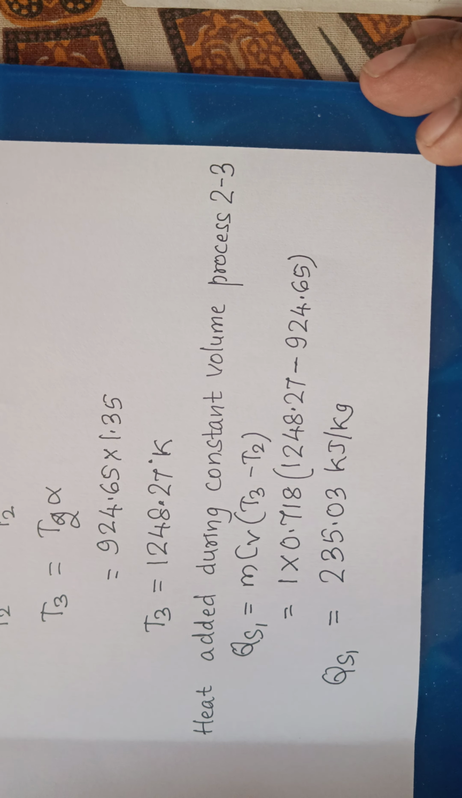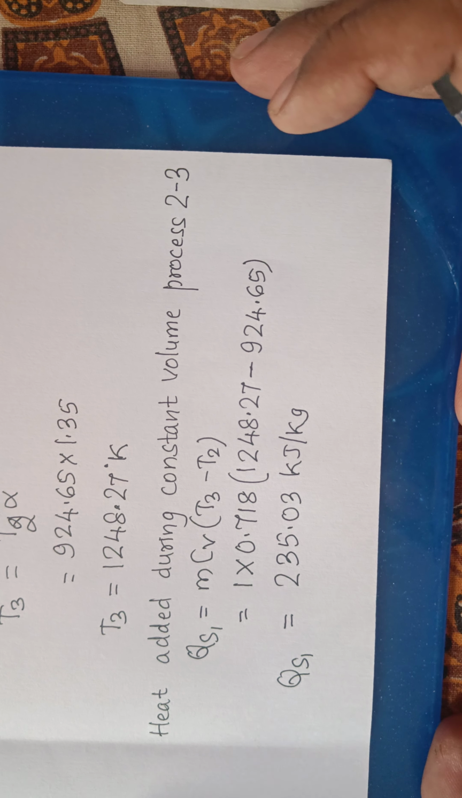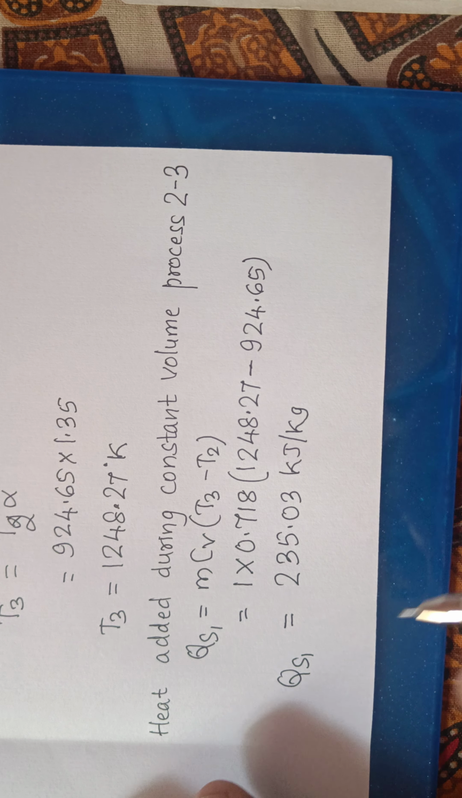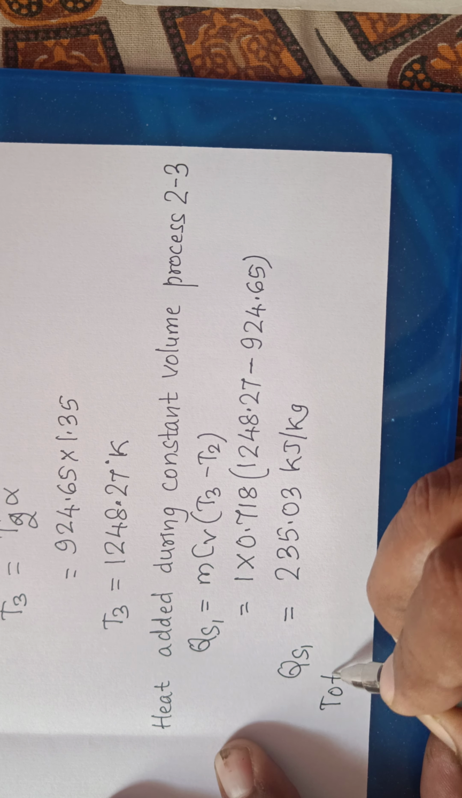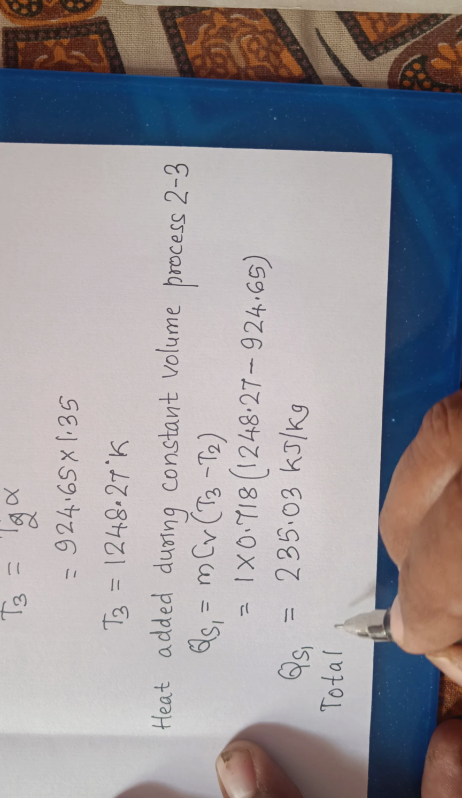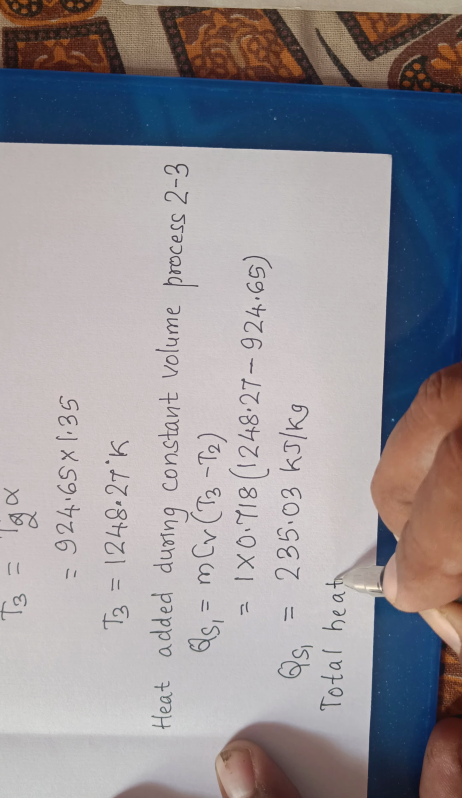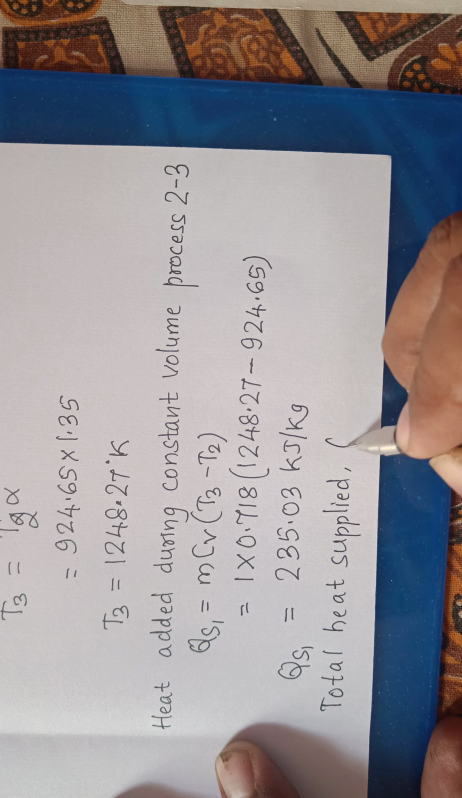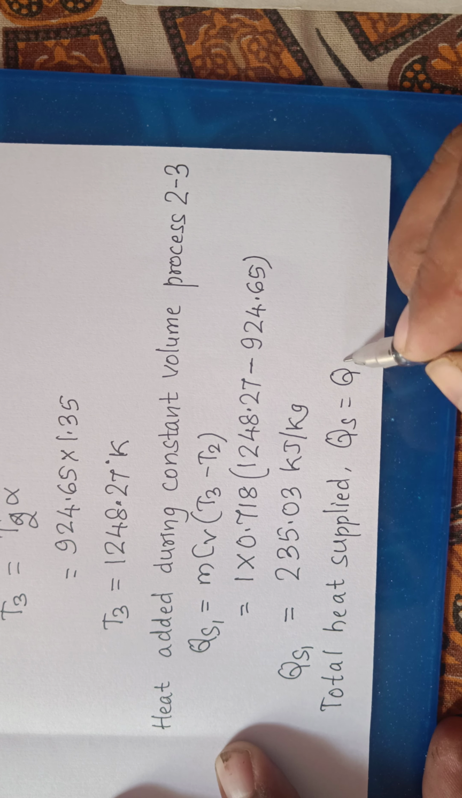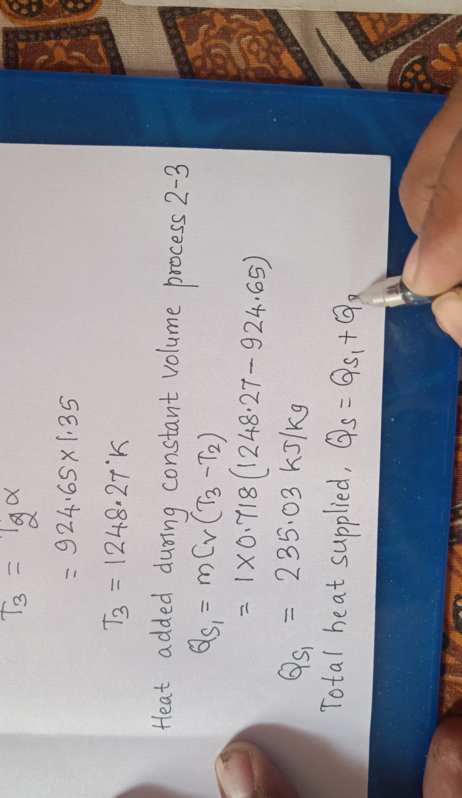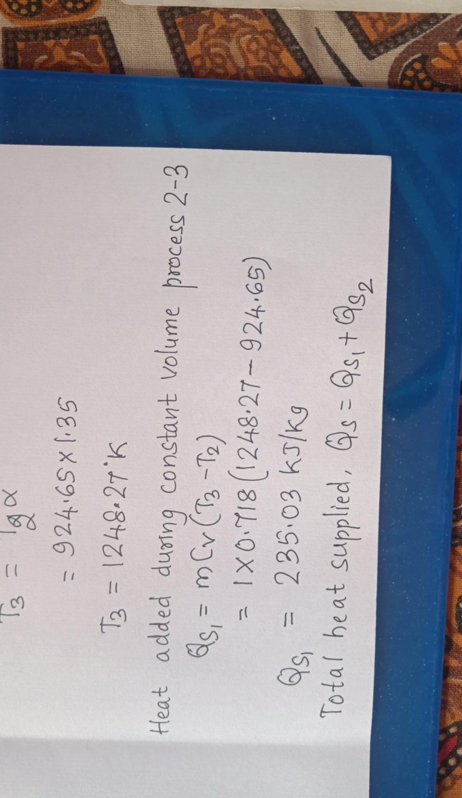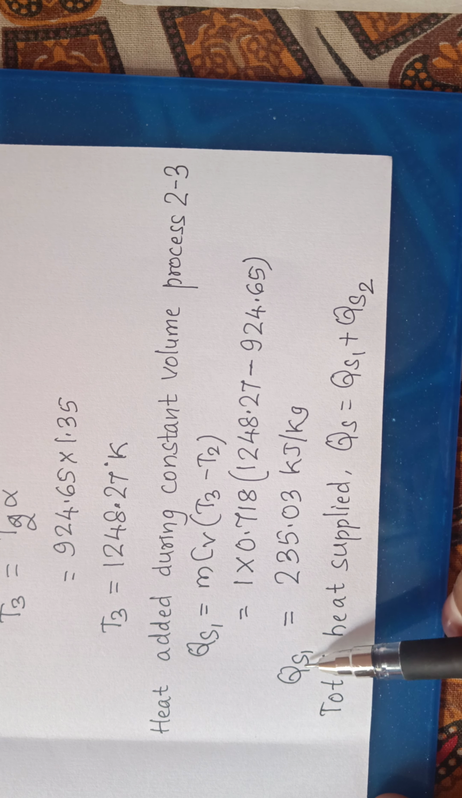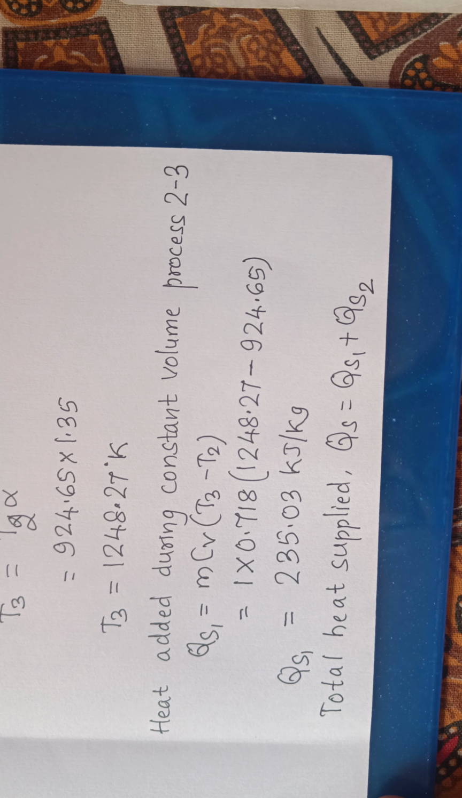Upon getting this value, next calculate the value of QS2. So we know that the total heat added or heat supplied, QS, is equal to QS1 plus QS2. QS is given in the problem, and you have just found out the value of QS1. So you can find out the value of QS2.